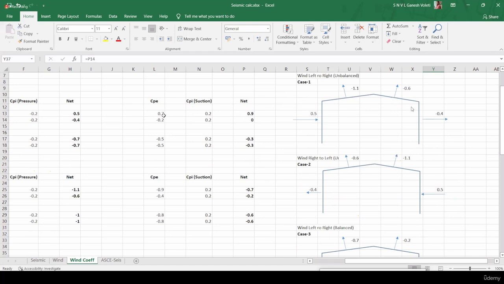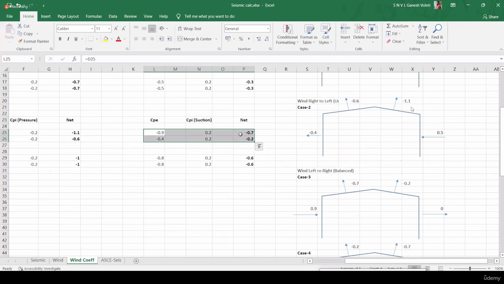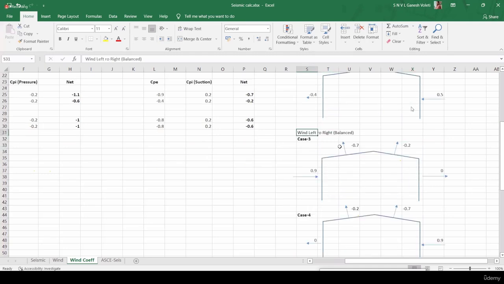And we are using this one now, so we have to take roof coefficients for this only. Minus 0.7, minus is nothing but away from the rafter. That's why I'm drawing one outward arrow here. Minus 0.2 on the right side of the roof, again away from the rafter. So this is wind left to right, balanced condition. In the fourth case, we'll see wind right to left now.